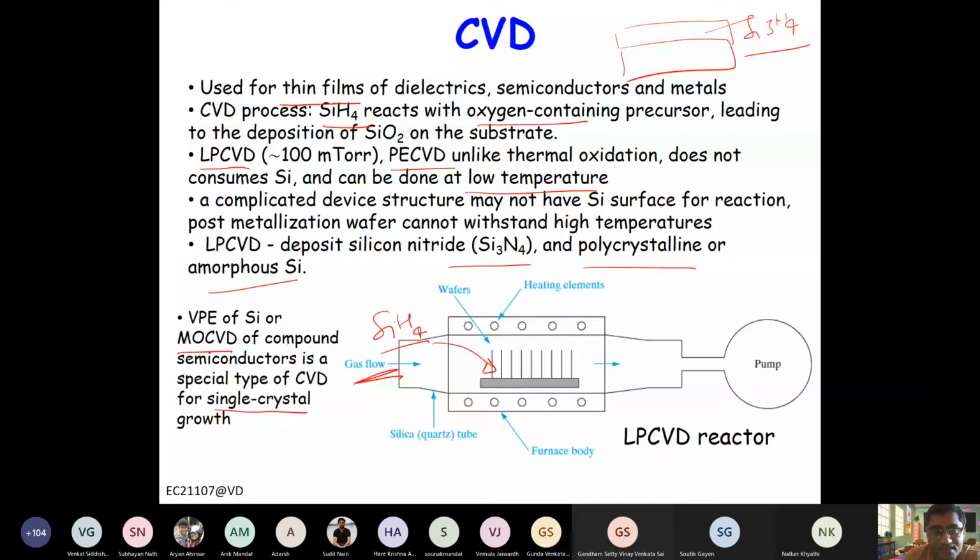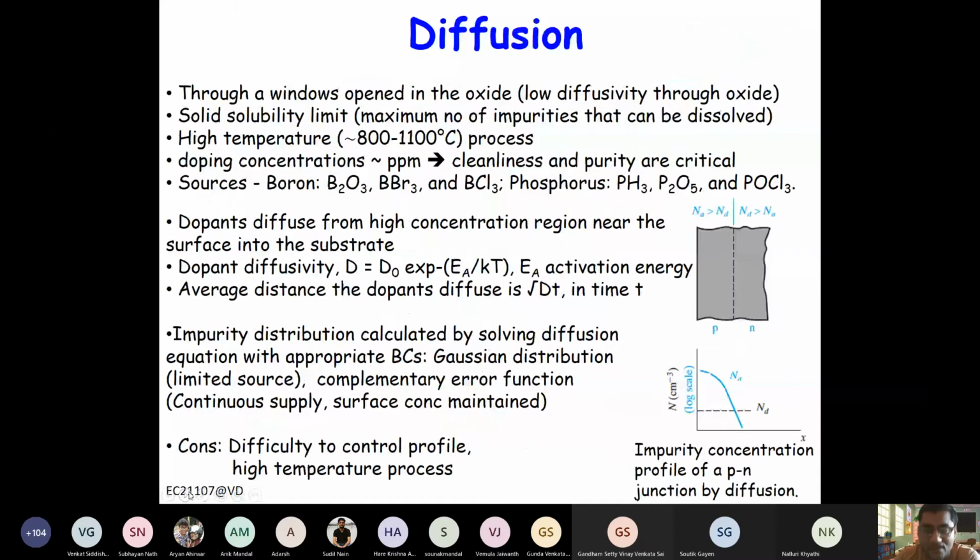Now, once we know these two processes, the oxidation and CVD, we will understand how the carriers are injected. One process is called diffusion. Either you can diffuse the carriers or you can use ion implantation. Now this diffusion is basically an older process; in older devices it was used.